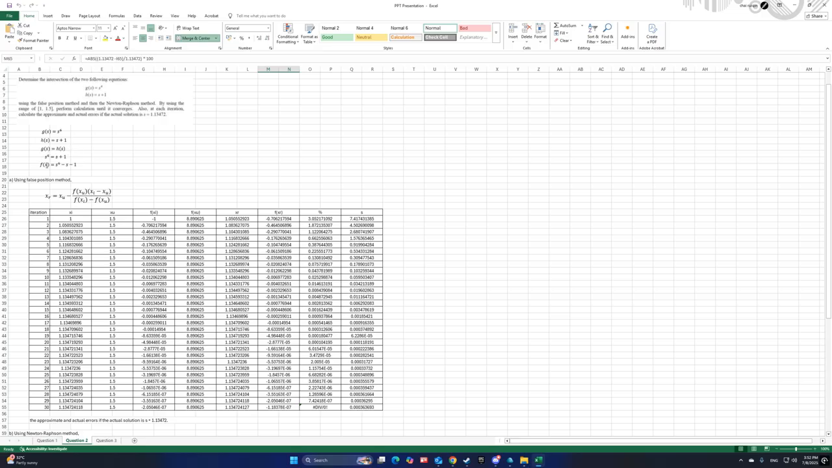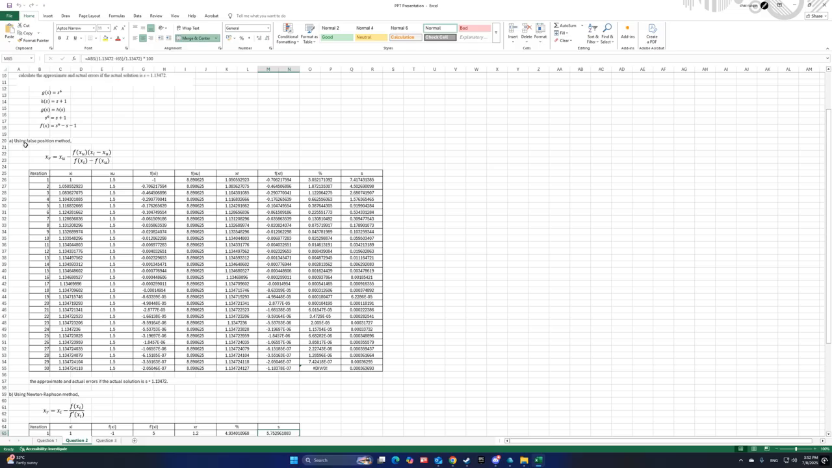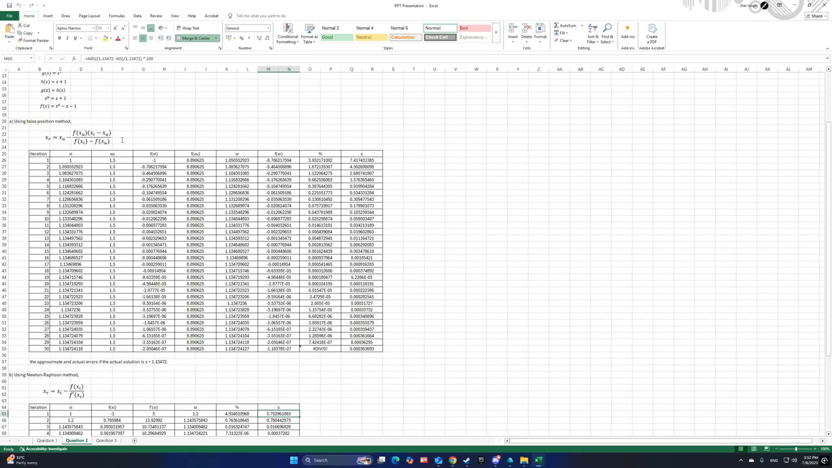First we will combine these two equations. At the end we will get f(x) equal to s to the power of 6 minus s minus 1. Using the false position method, at first we will use this formula: xr equal to xu minus f(xu) times (xl minus xu) divided by (f(xl) minus f(xu)).